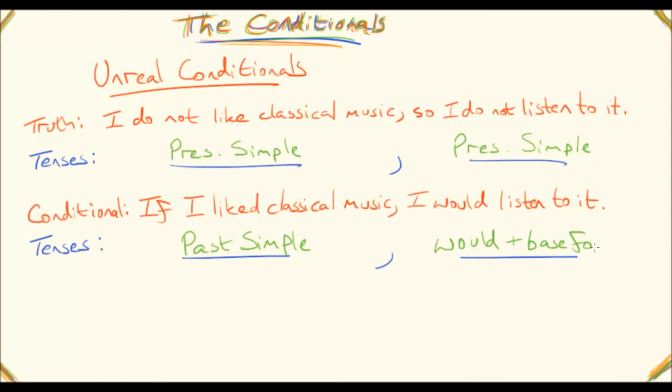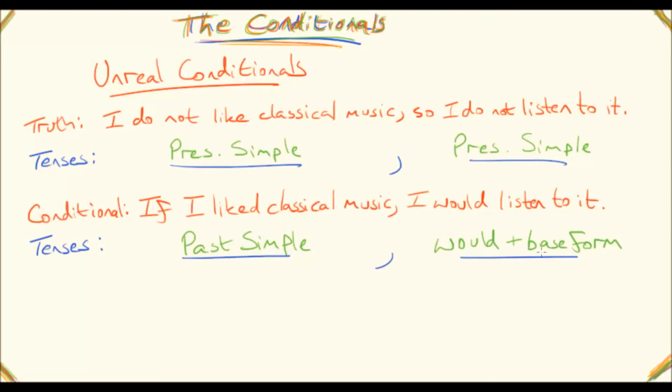It's rule number 1 that we saw in the previous lesson. Would plus a base form, and we're not using have to throw things into the past. It's just we're talking about now and always. So would plus the base form of the verb, the infinitive to listen, which is just listen. I would listen to it. So if I liked classical music, I would listen to it, past simple, and then comma, would plus base form. Do you see what's happened with the tense there?